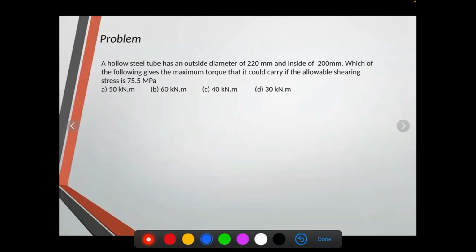So, let's have an example. A hollow steel tube has an outside diameter of 220 mm and inside diameter of 200 millimeters. Which of the following gives the maximum torque that it could carry if the allowable shearing stress is 75.5 megapascal?